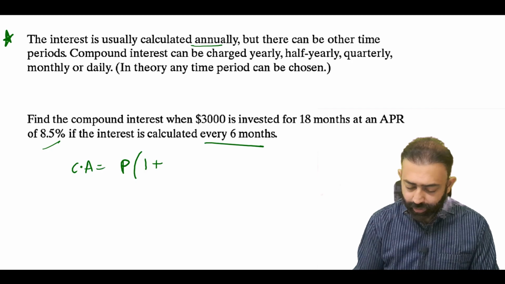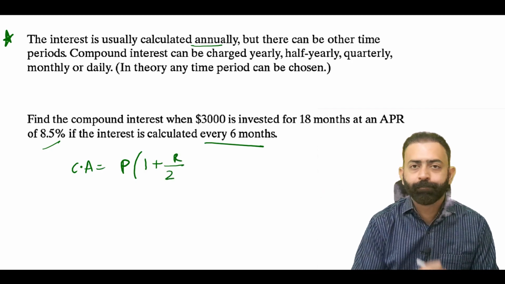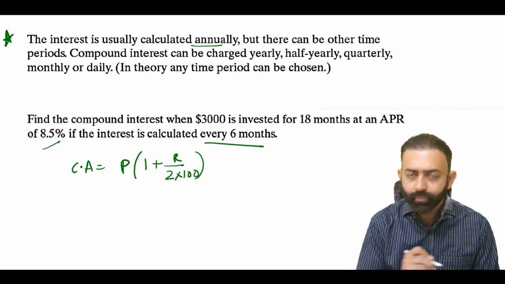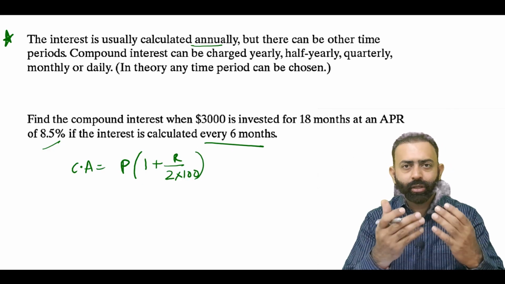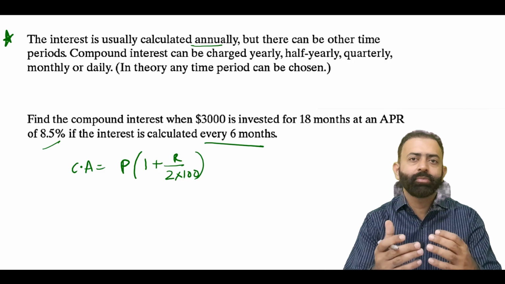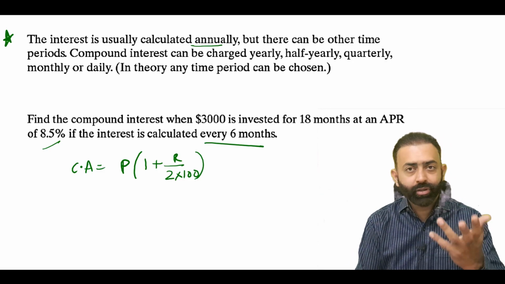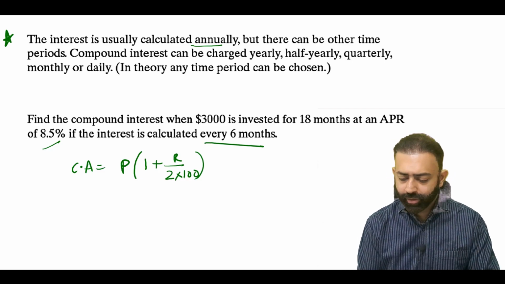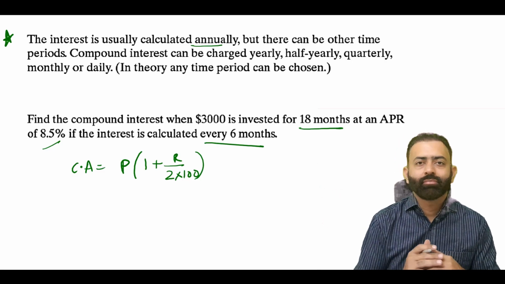So the formula becomes 1 plus, instead of r, it becomes r by 2, into 100. Why into 100? Because it is just like the rate is 10%, so r by 100, and it has just become half, so that's why I have written r by 2. And the number of years becomes twice, right? So here it is saying for 18 months, and it is compounding half yearly.